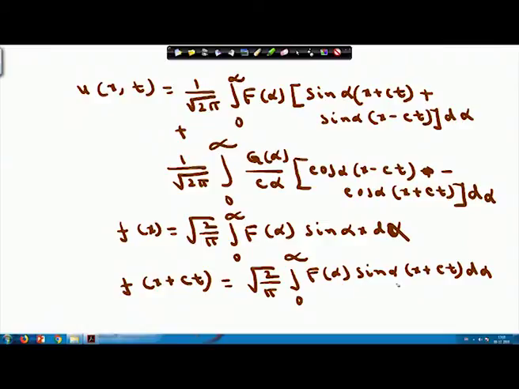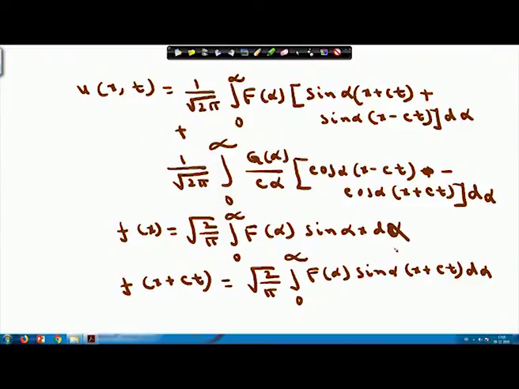Now, this term, integral 0 to infinity of F(α) into sin α this, effectively this integral is nothing but f(x+ct), and the other integral will be f(x−ct). So effectively, in this way, I am representing this as f(x+ct), and the other one I can make as f(x−ct).